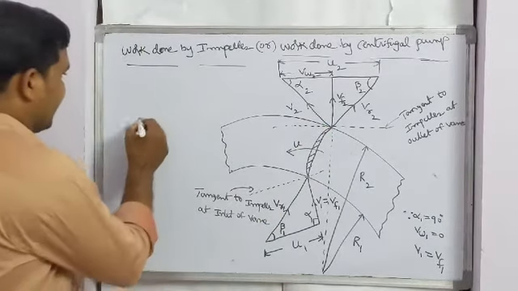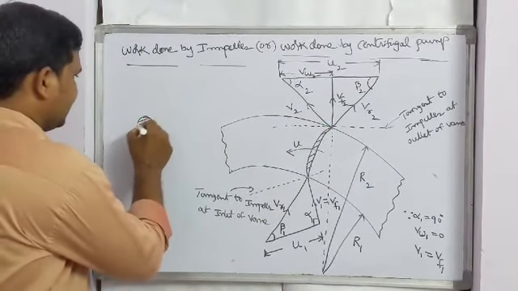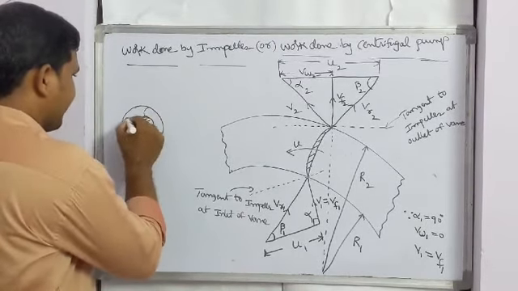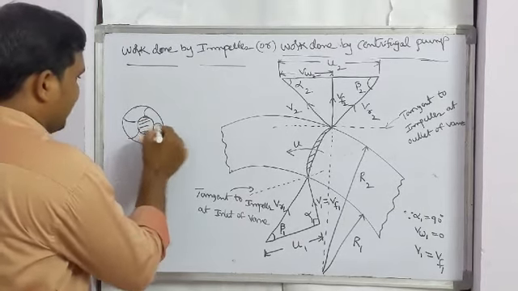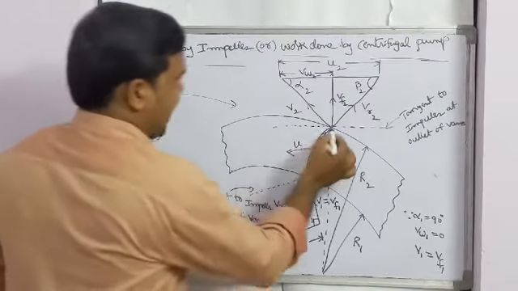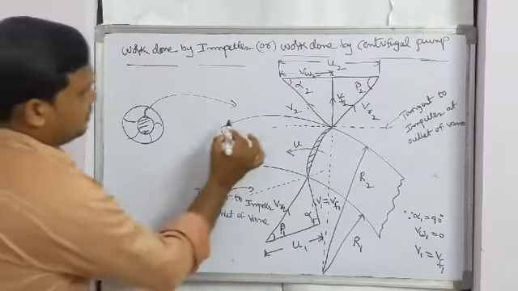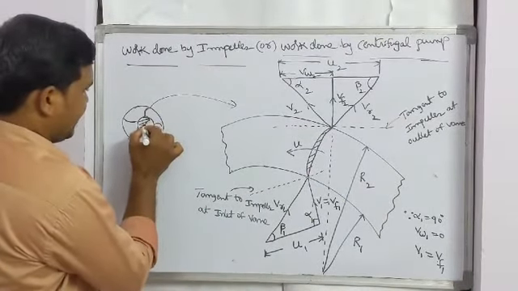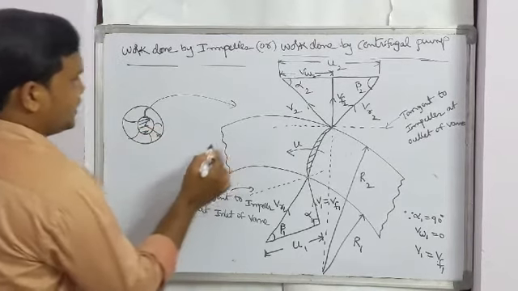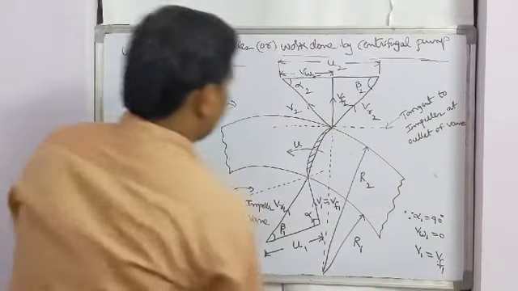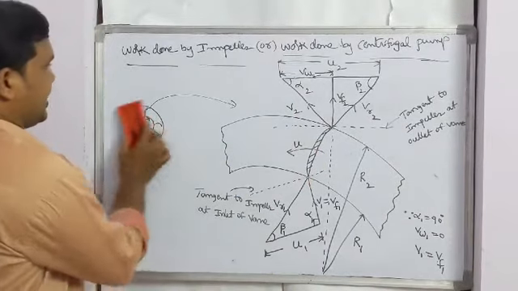For example, this is an impeller, and here there are the blades. These are the blades of the impeller. This is a back curved shape of impeller. This is the outer radius of the impeller, and this is the inner radius. I am taking a small cut section of an impeller, and showing it with its velocity triangle.